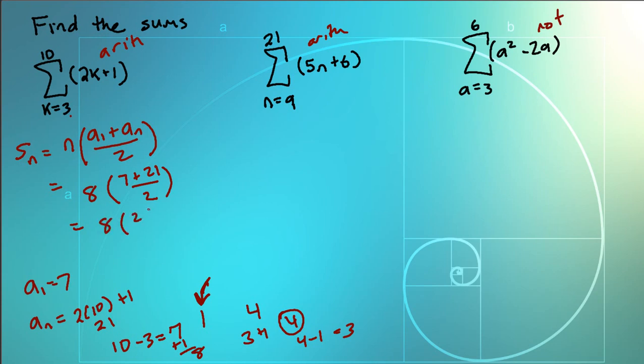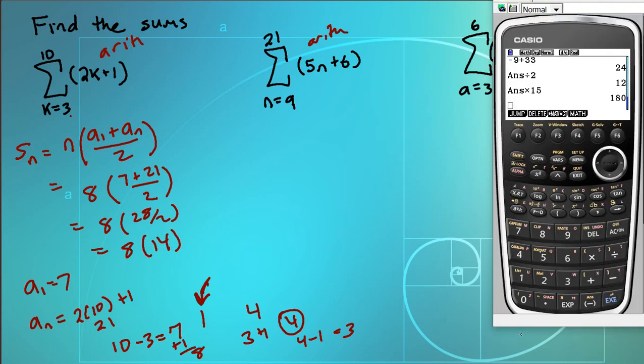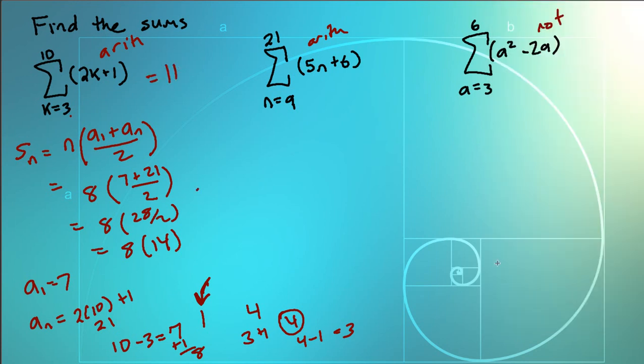So we have 8, and then 28 divided by 2. So 8 times 14. And we get 112. So the sum is 112. Of course, you could put these all in individually and add them up.